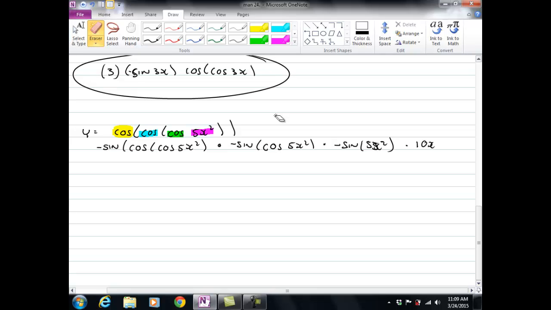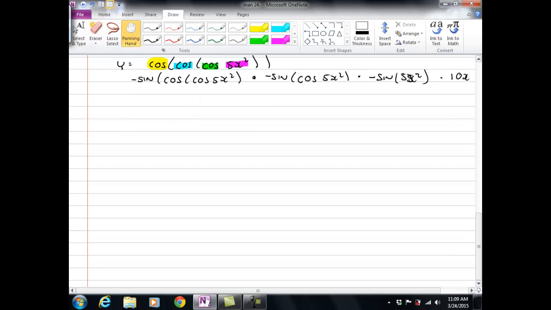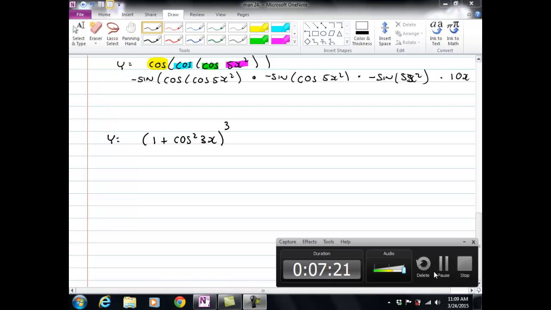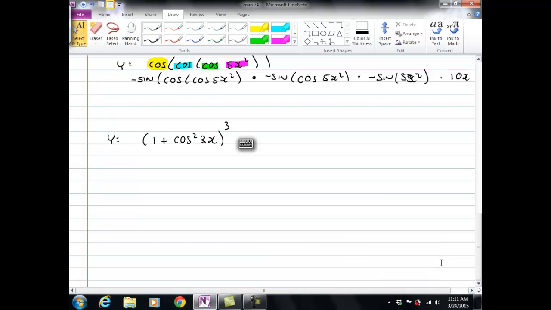I'm going to give you a question. Let's see who can figure this one out. Good luck. I'm going to merge everything you've been learning together now into this question. y equals 1 plus cos squared 3x, all to the power of 3. Good luck. I'm going to pause it. I'm going to give you a slight hint.